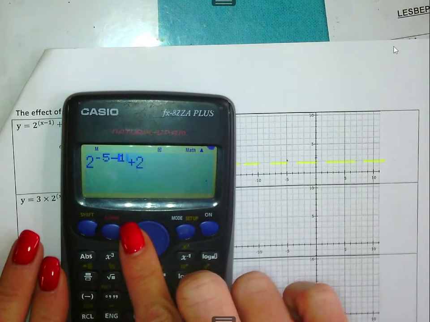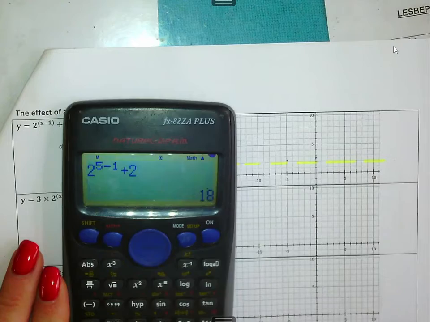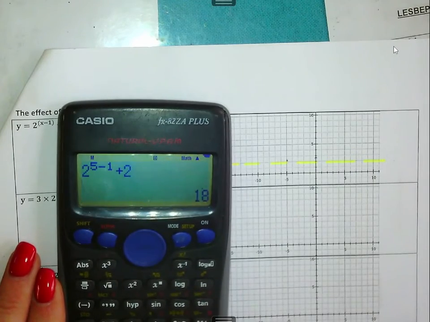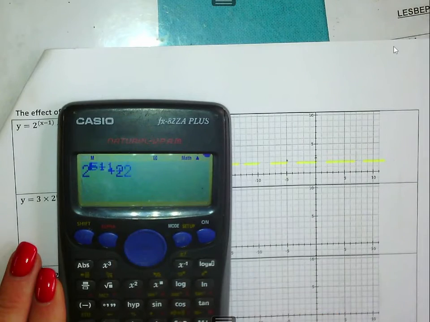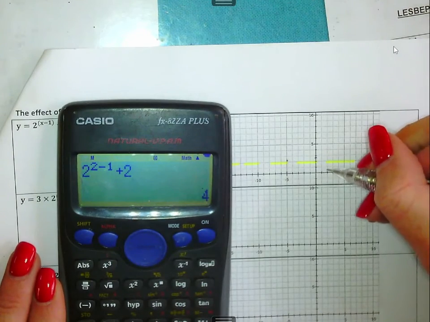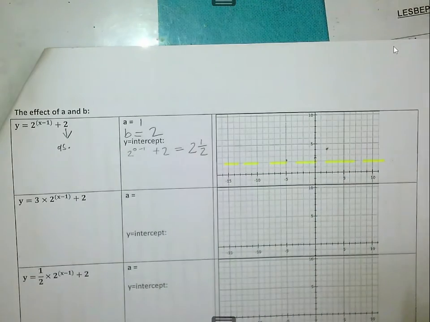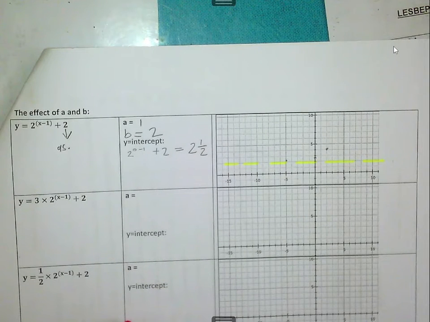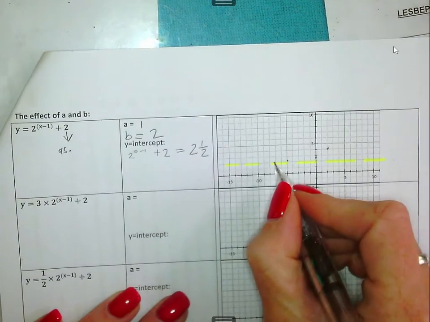Then I'm going to substitute in positive 5. And then I get an answer of 18, but my space is not enough, ne? So I'll just take a smaller number. Let's put in 2. And then I get an answer of 4. So 1, 2... gives me an answer of 4. Those are enough dots for us to be able to draw the exponential function, eh? Because you know the shape. Do you know the shape of exponential function? It looks like this.